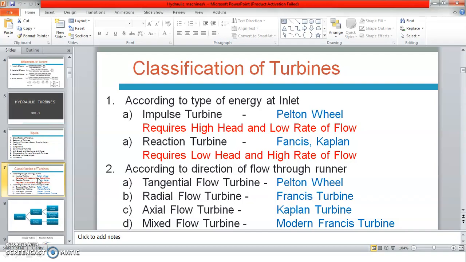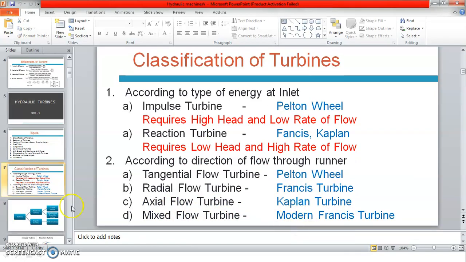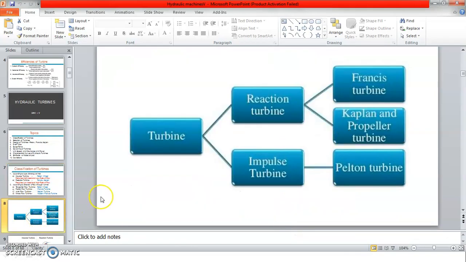Then the second classification is according to the direction of flow through the runner. Direction of flow may be of four types: tangential flow turbine, radial flow turbine, axial flow turbine, mixed flow turbine. Tangential flow turbine is Pelton wheel, radial flow is Francis, axial flow is Kaplan, and mixed flow is modern Francis turbine. Okay, then next, again this classification we have already discussed, that is reaction and impulse. So reaction are Francis and Kaplan, and impulse is Pelton.